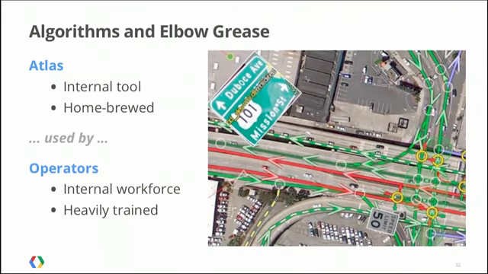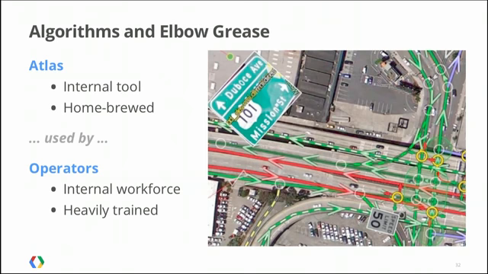And to accomplish the algorithms and elbow grease part, we built a tool internally called Atlas. And this is a screenshot from Atlas. It's fully homegrown. It's unfortunately internal only. You're going to get to see some of it, but you don't get to use it. It's actually used by a team of what we call operators, ground truth operators. And this is a dedicated internal workforce that goes through a huge amount of training on policies, procedures, and the tool itself, so that they know how best to implement the policies that we've come up with that result in a high-quality map.